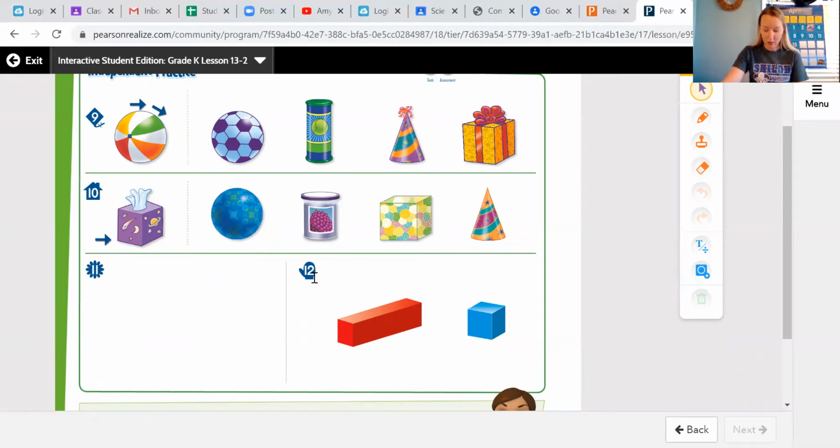And number 12, draw a circle around the cube and explain why the other solid is not a cube. This one might be kind of tricky. We didn't talk about that. But you guys might be able to figure that one out. See what you can do on that one, and we will go from there.